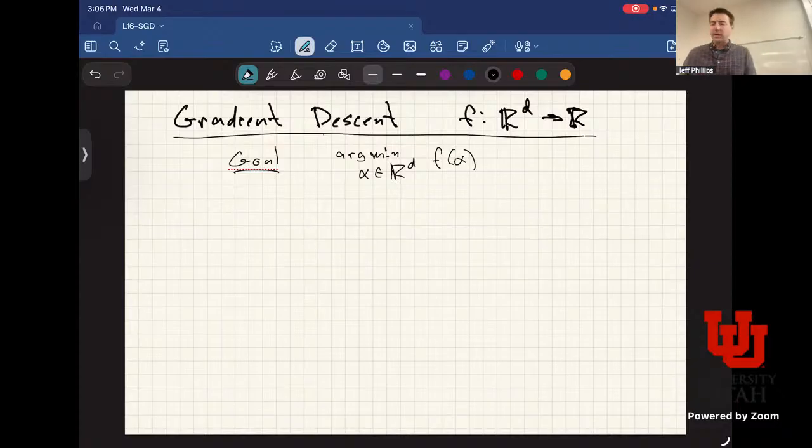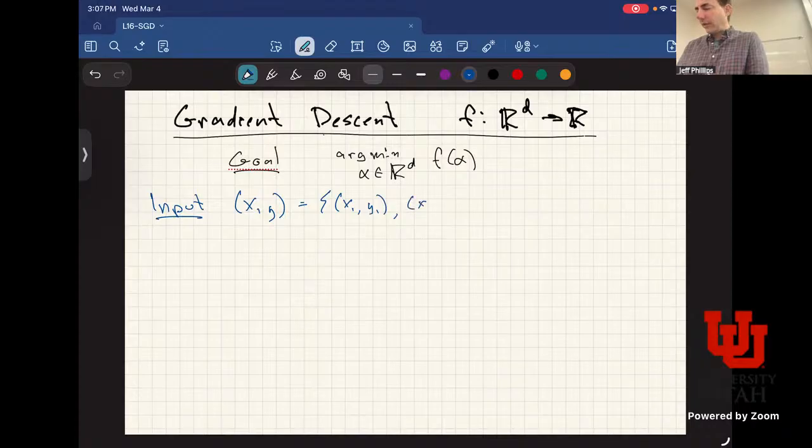And so today we're going to connect this to data, where now we're going to say that our input is this data (x, y) that we've been talking about in the section on regression. Remember, these are the pairs (x1, y1), (x2, y2), up to (xn, yn), and these are in R^d, or rather a subset of R^d cross R.